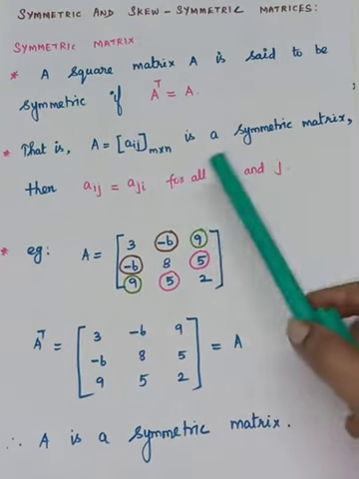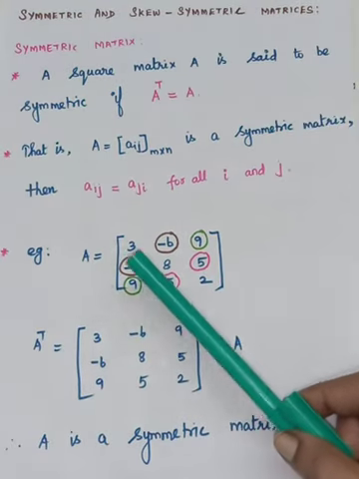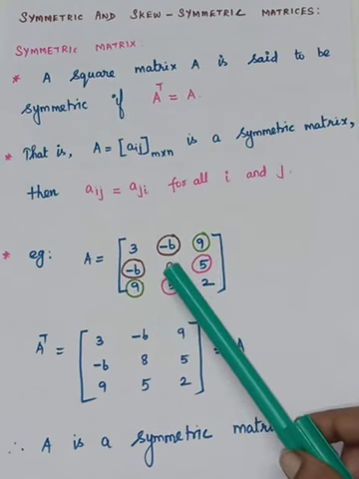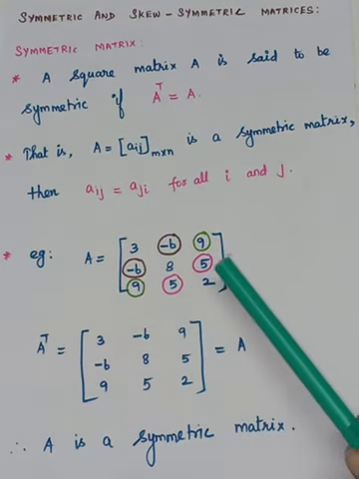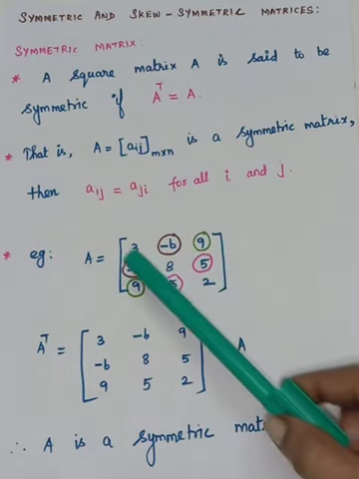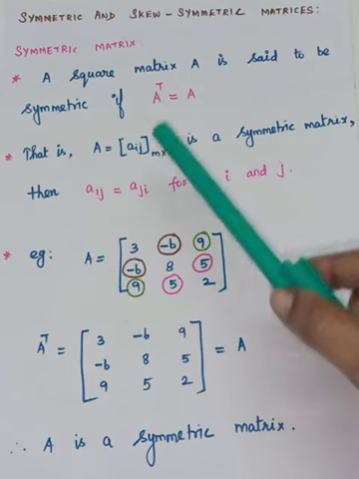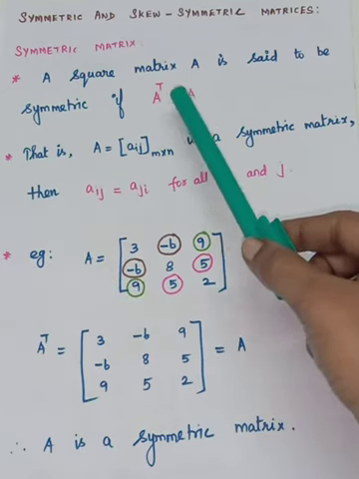To explain this, I'll take one example. You see the matrix A, having the elements 3, minus 6, 9, minus 6, 8, 5, 9, 5, 2. We have to check whether the given matrix A is symmetric or not. If it is a symmetric matrix, it has to satisfy this condition. What condition? A transpose is equal to A.